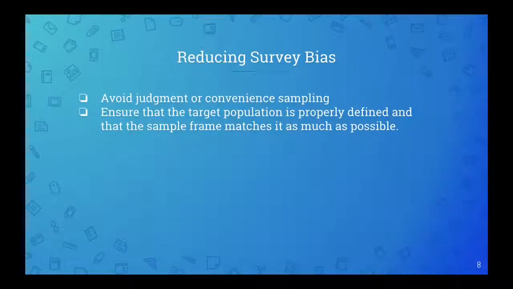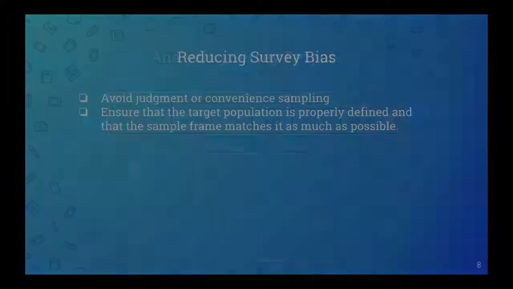In order to reduce survey bias, you can take 2 precautions. 1. Avoid judgment or convenience sampling. 2. Ensure that the target population is properly defined and that the sample frame matches it as much as possible. In other terms, if your sample is a high school classroom, your results and findings can only be applied to other high school classrooms. If you were to take these findings and apply them to elementary school, your analysis would be inadequate.